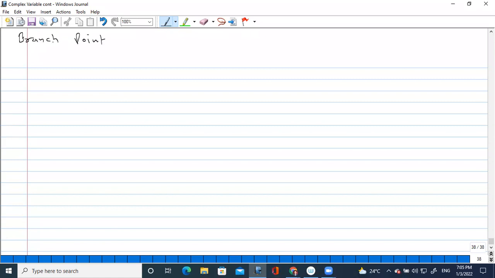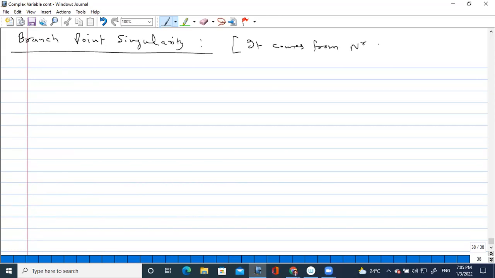So this branch point, actually, it is also a singularity. So it is also named as branch point singularity. Actually, till now, whatever the singularity or poles we have found out, that we have found out by putting the denominator equal to zero. Okay. But branch point singularity, it comes from numerator part, not from denominator part.